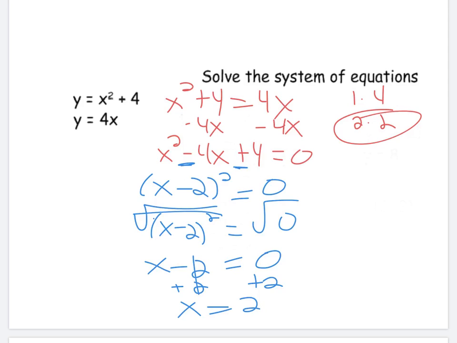I then want to pick the easier equation, which usually is a linear, so I'm using y equals 4x, and every time there's an x, I'm substituting it in with a 2, so I have y equals 4 times 2, so y is equal to 8. So that means my solution then is 8.